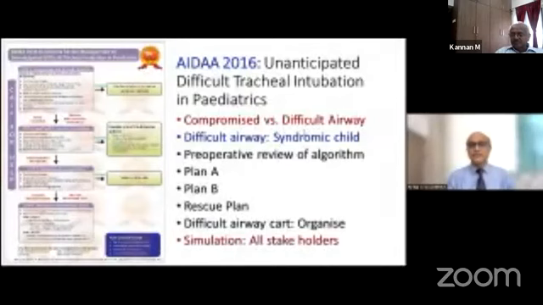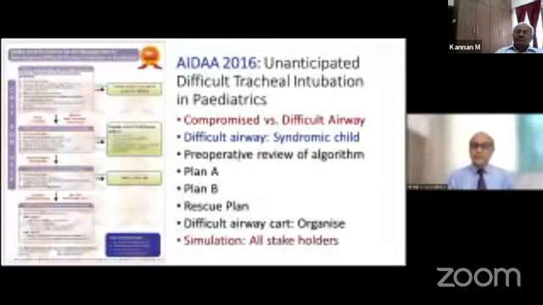But also make sure whether it is a compromised versus a difficult airway. Difficult airway would be somewhere you may not be able to intubate, but it's difficult for you to put the child to sleep. And if you try to put the child to sleep, you may lose the airway. Those compromised airways have to be looked at in a different way, than a difficult airway, which can somehow be managed and you can come out whenever you wish to.